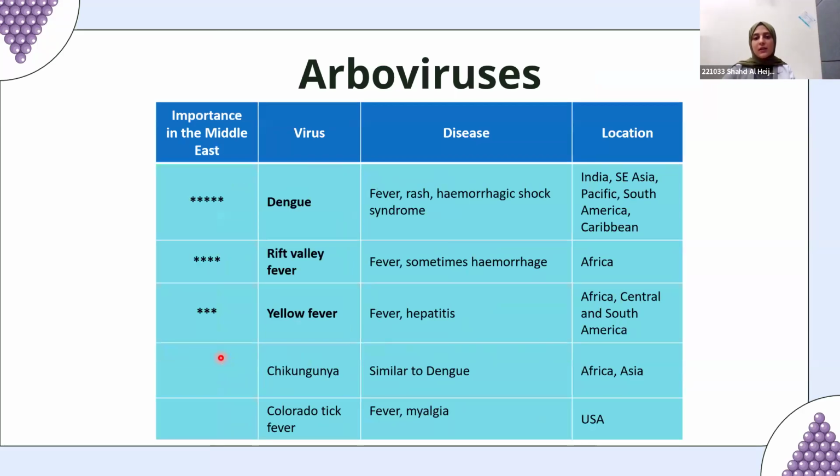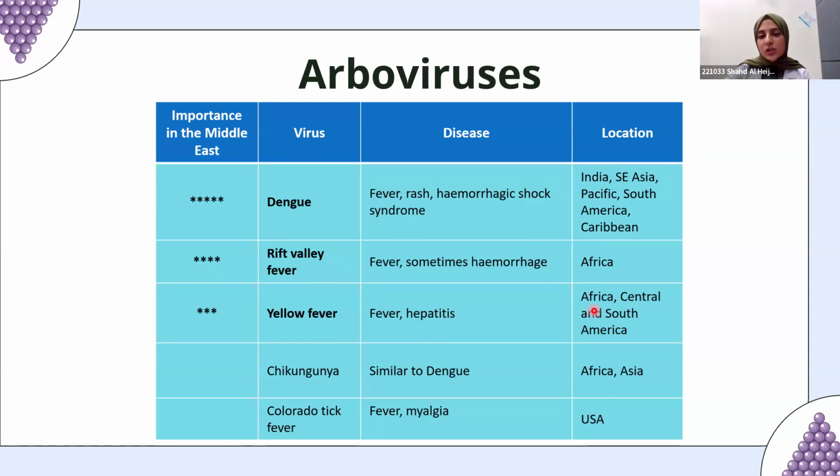Finally, those causing fever. You have dengue, Rift Valley fever, and yellow fever. Those are very important in the Middle East. Dengue, as I mentioned, will cause fever, hemorrhagic shock, rash, and all those. Dengue is very important. We also have Rift Valley fever, also fever and sometimes hemorrhage. Yellow fever, we said yellow fever infects the liver, so it will cause fever and hepatitis. And those are the main locations they usually found.